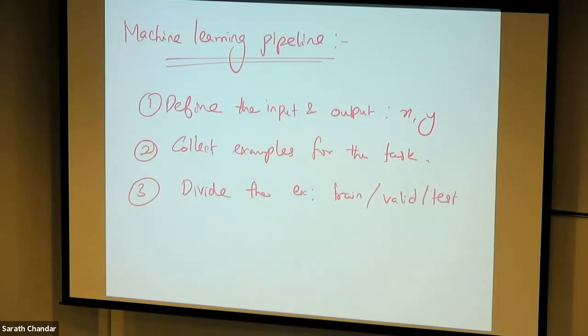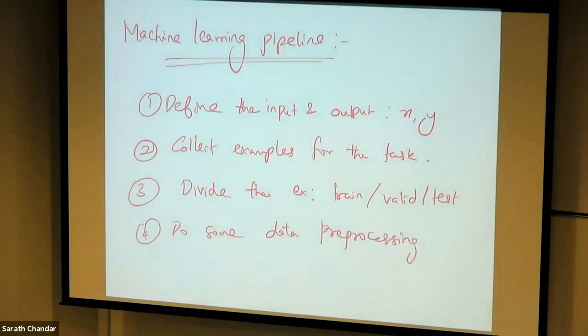Then you will normally do some data pre-processing. The raw data that you have might not be suitable to directly feed to the model. So you have to do a little bit of pre-processing.